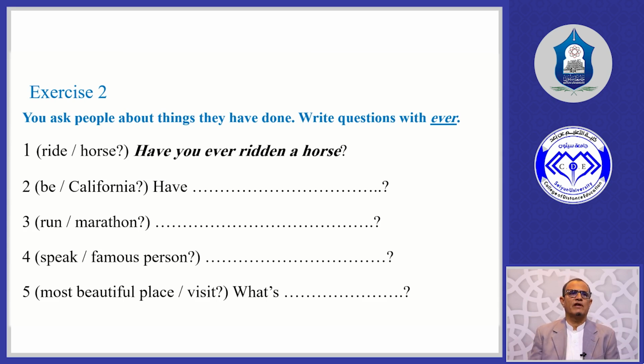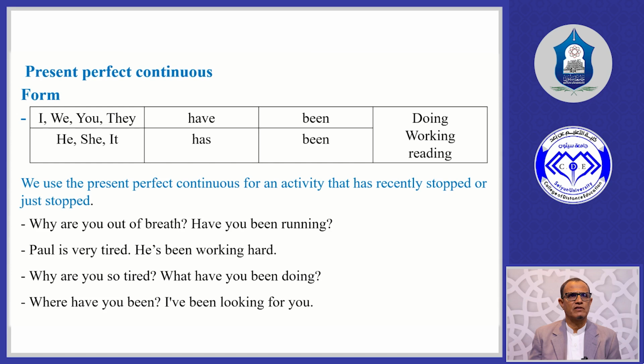Now you have run marathon. You can use, for example, have you run in a marathon, and so on. Then you have number 4 and number 5. Try to make questions using ever in the present perfect tense. Okay, now we have finished the present perfect tense. We have to be careful concerning the tenses that we have explained here, and the difference between those tenses. You have to consider their structures and their usage, and also when we use each of those tenses.